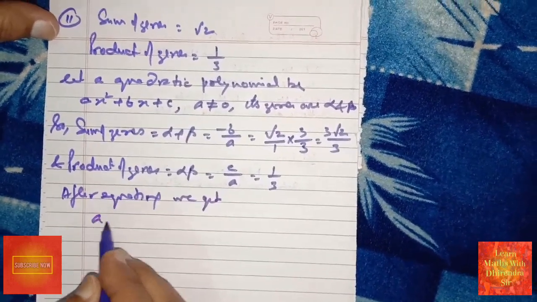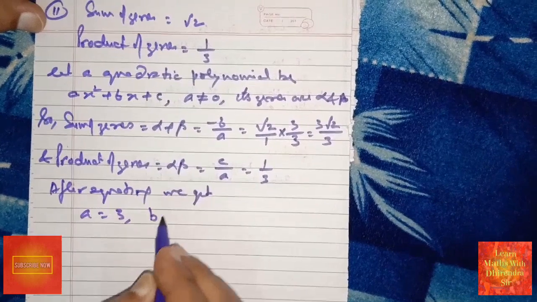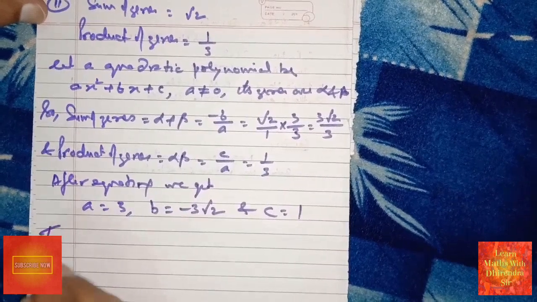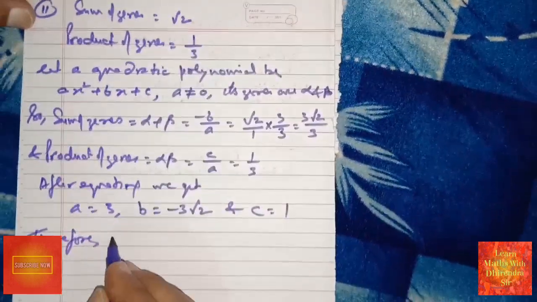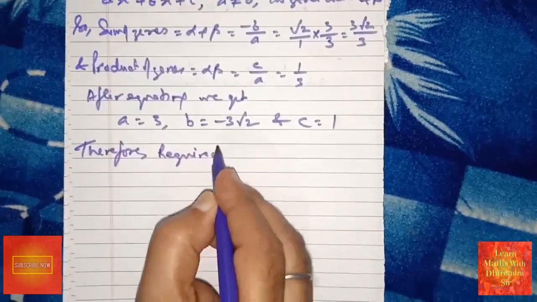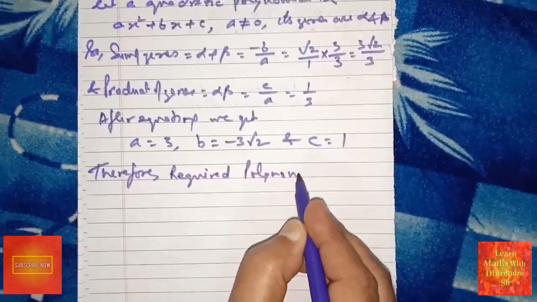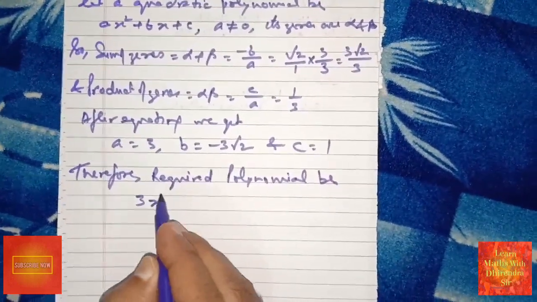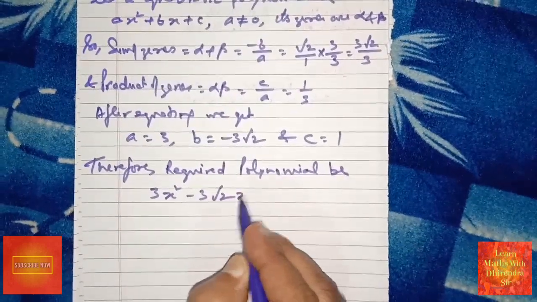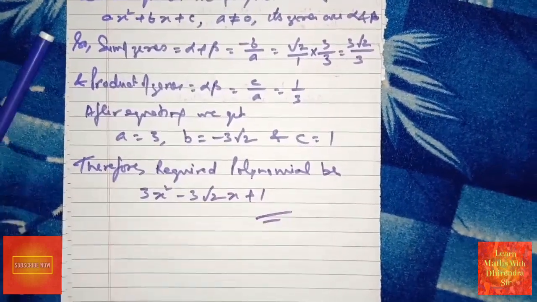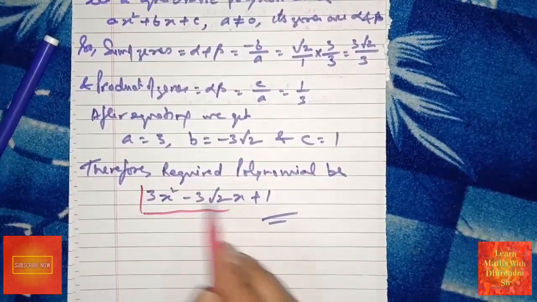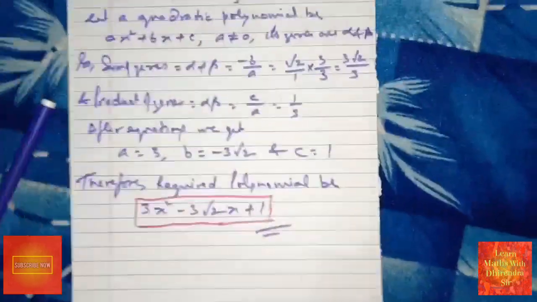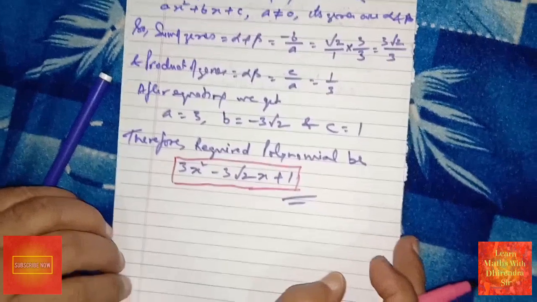we get a equal to 3, b equal to minus root 2 and c equal to 1. Therefore required polynomial be, a means 3x square minus 3 root 2x plus 1. It is our required result. Is it clear? Okay. Similarly, you got the remaining part of this question. Okay, you can done it.